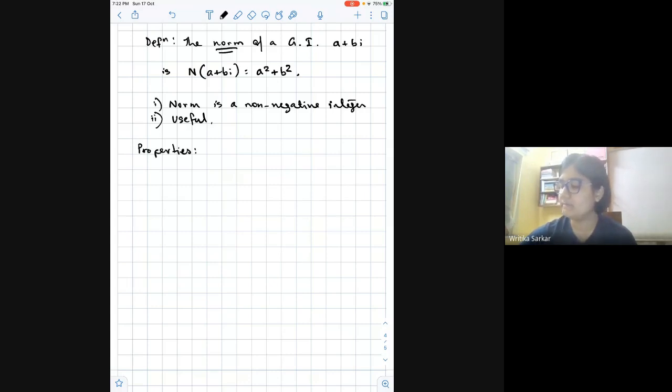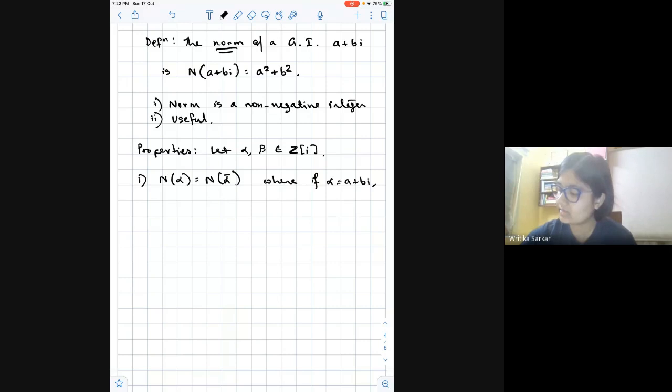Let alpha, beta be Gaussian integers. Then we first have N of alpha is equal to N of alpha bar, where if alpha is a plus bi, then alpha bar is a minus bi, and it's called the conjugate of alpha.